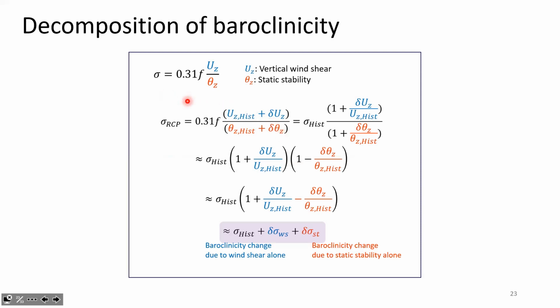The Eady growth rate is a function of wind shear and static stability. And this Eady growth rate in the RCP period can be decomposed into its historical value plus its change. So using approximation, we can get this approximation. From this equation, we can get the baroclinicity change due to wind shear alone and due to static stability alone. So using this equation, we can investigate those 2 components' contribution to baroclinicity change in a warming climate.